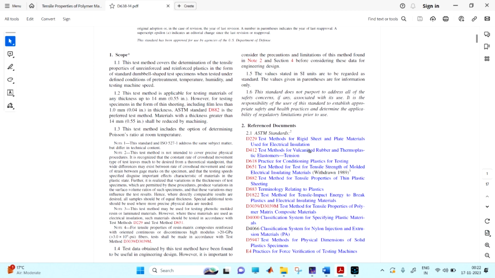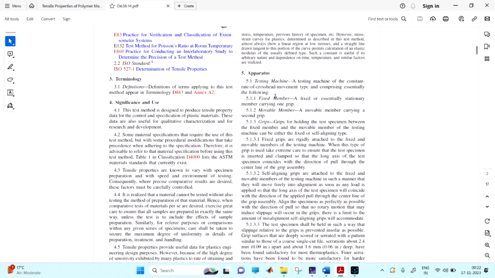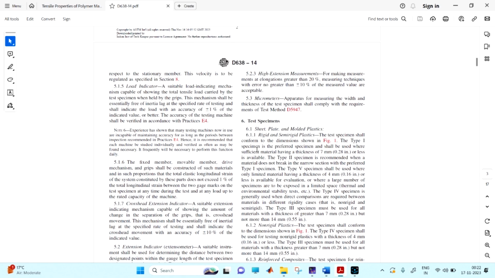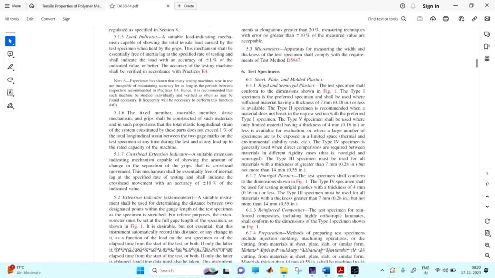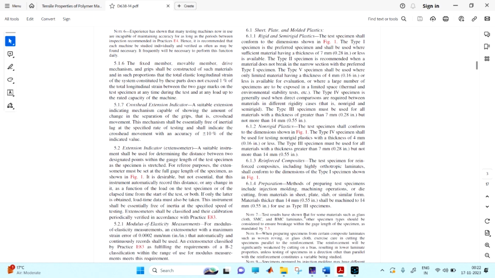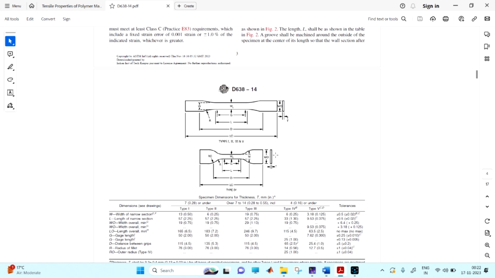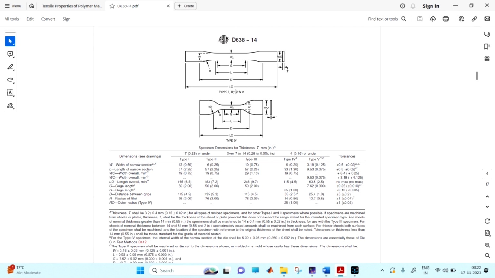Here we will see the testing machine, and everything we will come to know. The test specimen, whether it is a sheet, plate, or molded plastics, they will mention all the things: rigid and semi-rigid plastics, non-rigid plastics, reinforced composite. They have mentioned the different types, type 1, type 2, like this. Now I have come directly to the drawing.